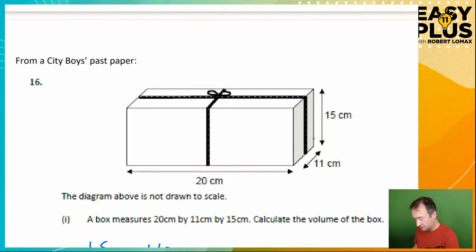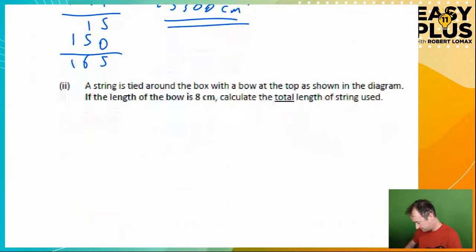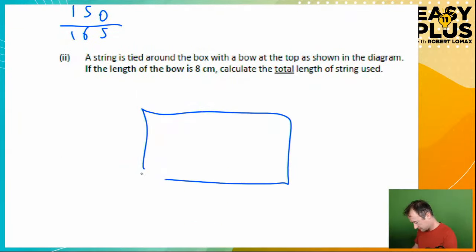So we've got two lots of string here. We've got the string that goes around the outside like that, and the string that goes around the outside like that. We've also got the bow on the top. The string that goes around the outside this way is like a rectangle that's 20 by 15. So it's 20 along and 15 up, and 20 and 15. We just need to add those together. 20 plus 20 is 40, 15 plus 15 is another 30, so that gives us 70 centimeters.